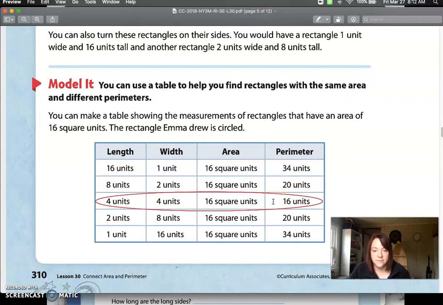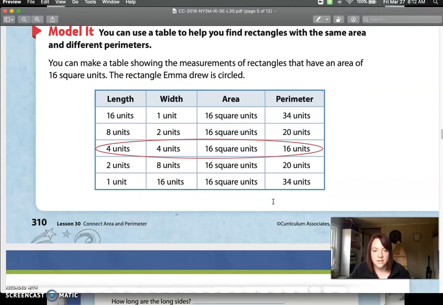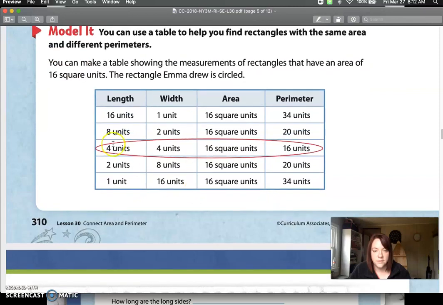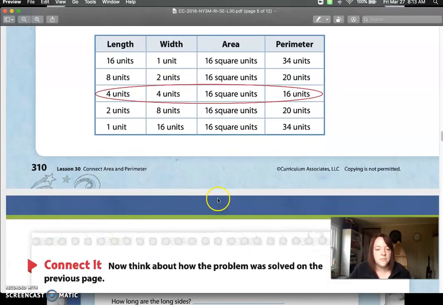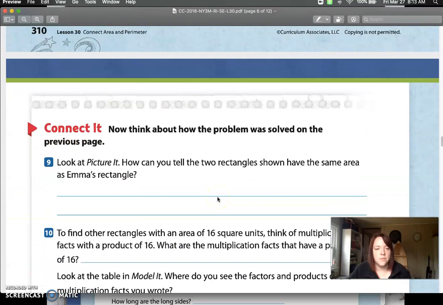Good. And this, I'm not sure why they circled this. Oh, they're showing you that it still had the same exact amount of area, and the perimeter actually equaled the same as well, which we just did. Okay, so we'll move past that.